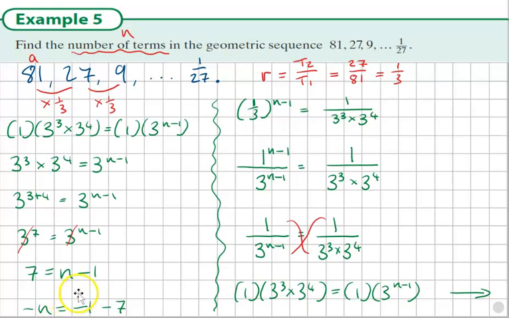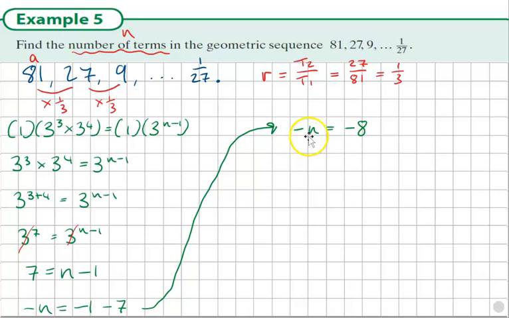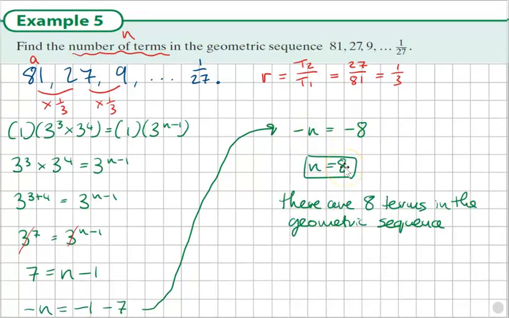So minus n is equal to minus 1 minus 7. So minus n is equal to minus 8, and n is equal to 8. So there are 8 terms in the geometric sequence. So we get the same answer as the previous method. So there are 8 terms in this geometric sequence.